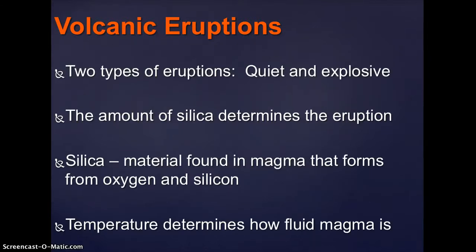There are two different types of eruptions, quiet and explosive. The amount of silica, which is a material found in magma that forms from oxygen and silicon, determines if the eruption will be quiet or explosive. The temperature will determine how fluid the magma will be.